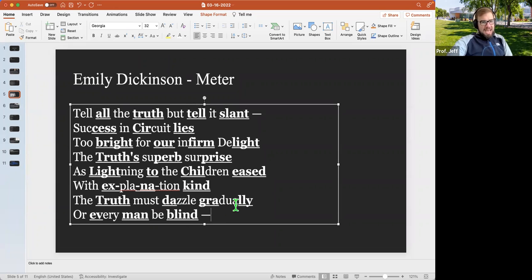So it's just straight iambs, right? Unstressed, stressed, unstressed, stressed, unstressed, stressed. And an iamb is two syllables. So here's two syllables, four syllables, six syllables, eight syllables. So we don't have pentameter. It's not 10 syllables, but we've got eight syllables. And if you count all of the lines in this poem, it's only eight lines, but I believe all of the lines have eight syllables as well.